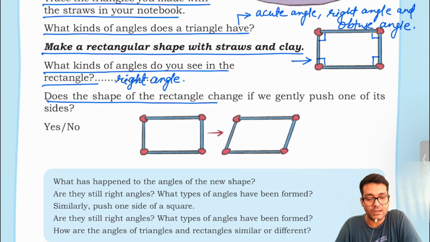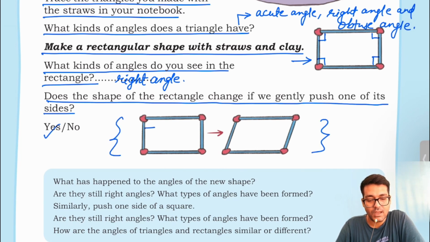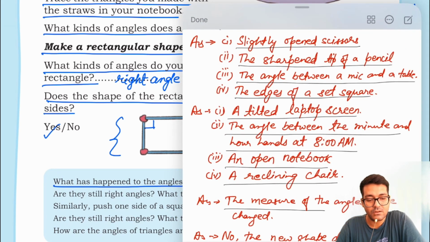Does the shape of the rectangle change if we gently push one of its sides? The answer is yes. You can see it here. The right angle changes to obtuse or acute angle. You can see here. What has happened to the angles of the new shape? The measure of the angles has changed.